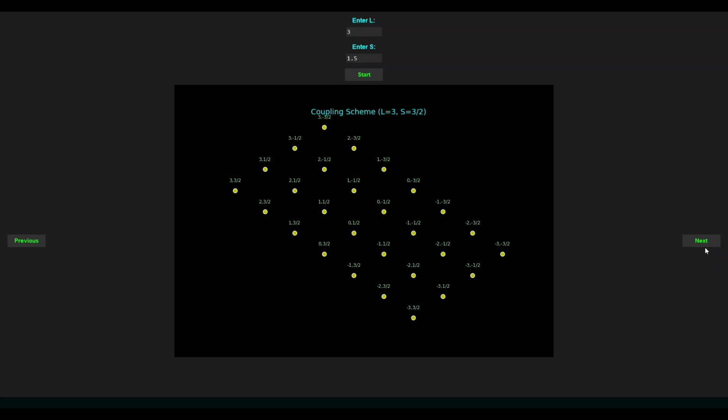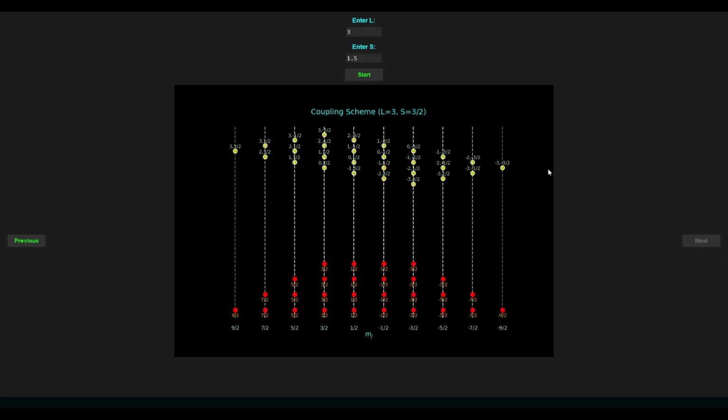So if you couple them, then you can find the values of j as 9/2, 7/2, 5/2 and 3/2, with the mj values from plus j to minus j. Here also in this pyramid you can see there are 28 states corresponding to (2l+1) times (2s+1) states. You can check for other values of L and S here. I will put the link of this particular simulation in the comment box, so please check it out.